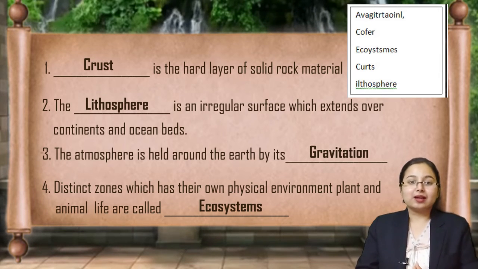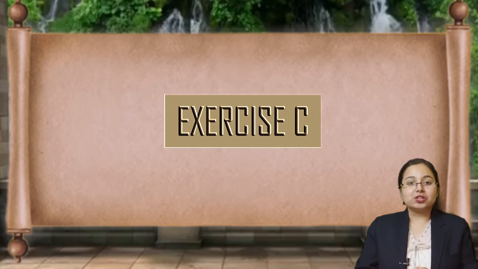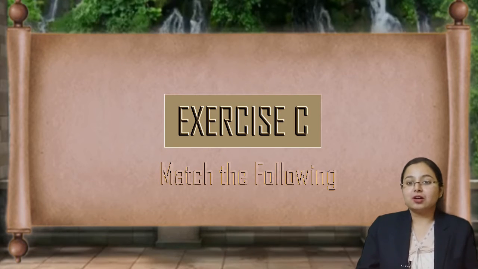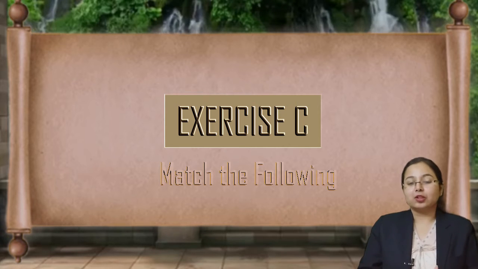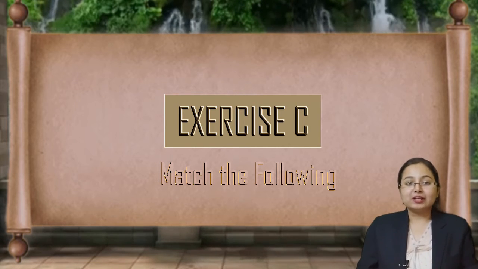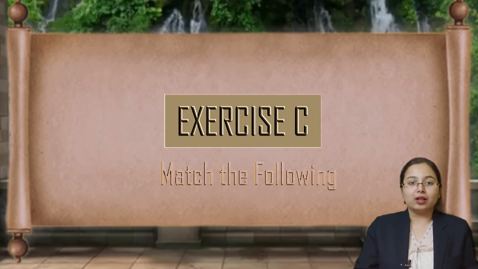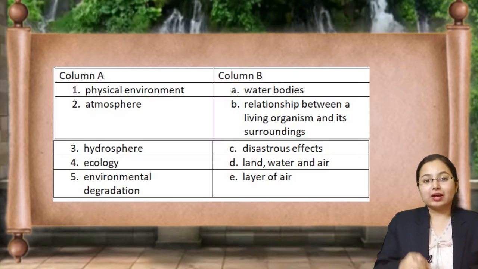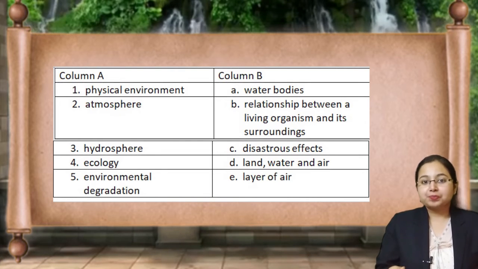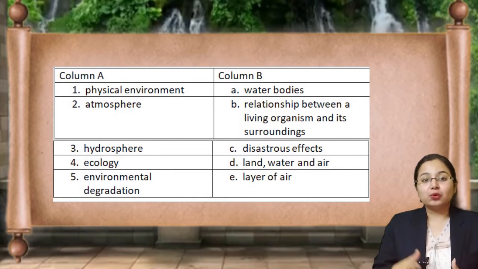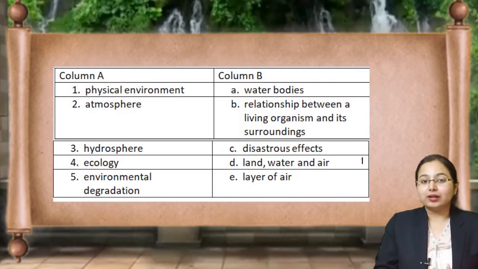Okay, now let's come to question number C. Question number C is regarding match the following. There are two columns, column A and column B. You have to match column A with column B correctly and appropriately. The first one is physical environment. If I try to match physical environment, that is 1, I will match it with D, that is land, water and air.